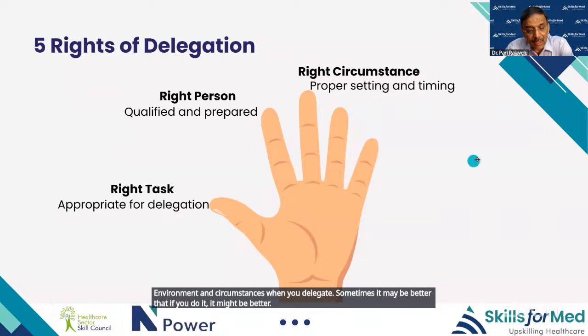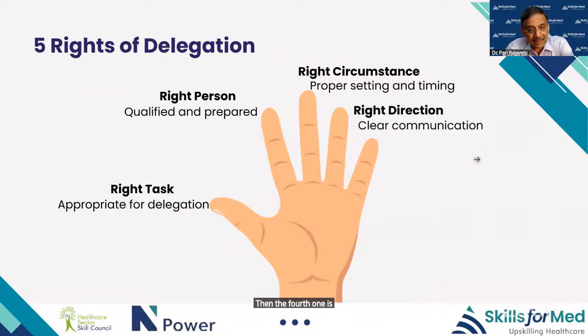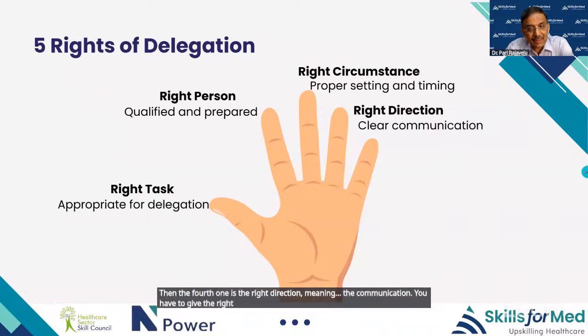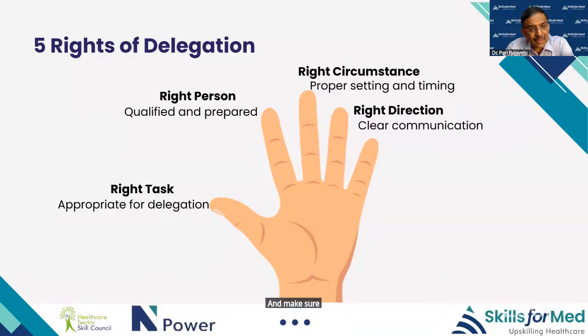Then the fourth one is the right direction, meaning the communication. You have to give the right directions and make sure it is very, very clear what you are trying to say. So again, SOPs and training help in this fourth R of delegation.